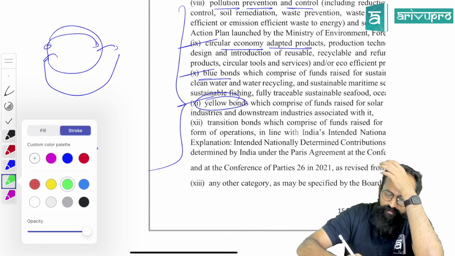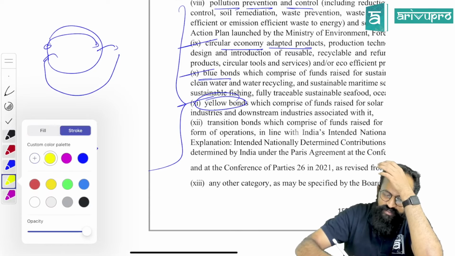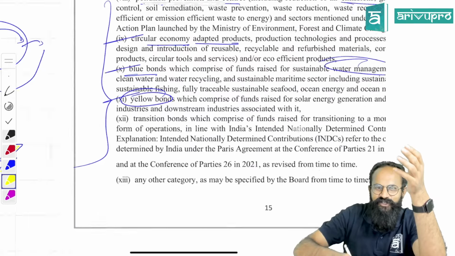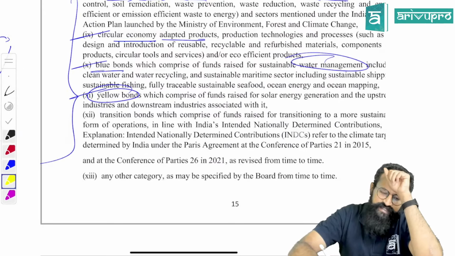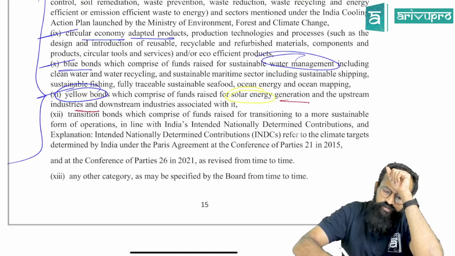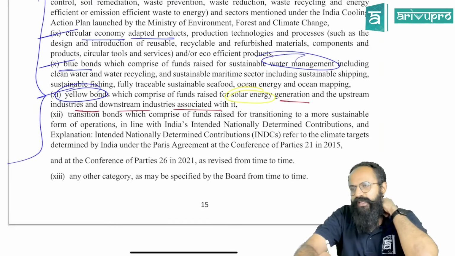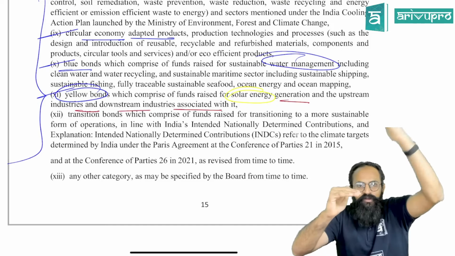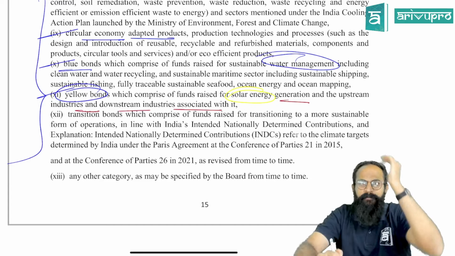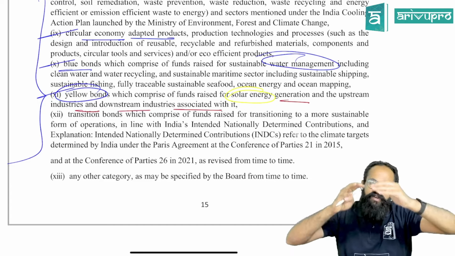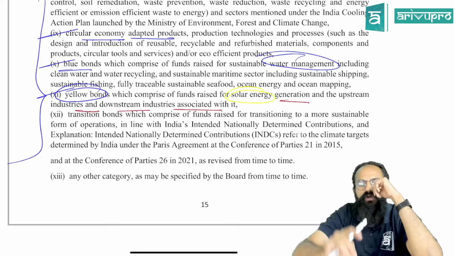I don't know, probably in our cartoons and all, in our childhood, it used to be yellow. That's what they're telling you. See here, yellow bonds comprise funds raised for solar energy generation and the upstream and downstream industries associated with it. Meaning, sir, solar energy, any industry connected above or below its supply chain. Upstream means above, downstream means below. So anyone supplying it to me or anyone buying it from me can go for green debt.